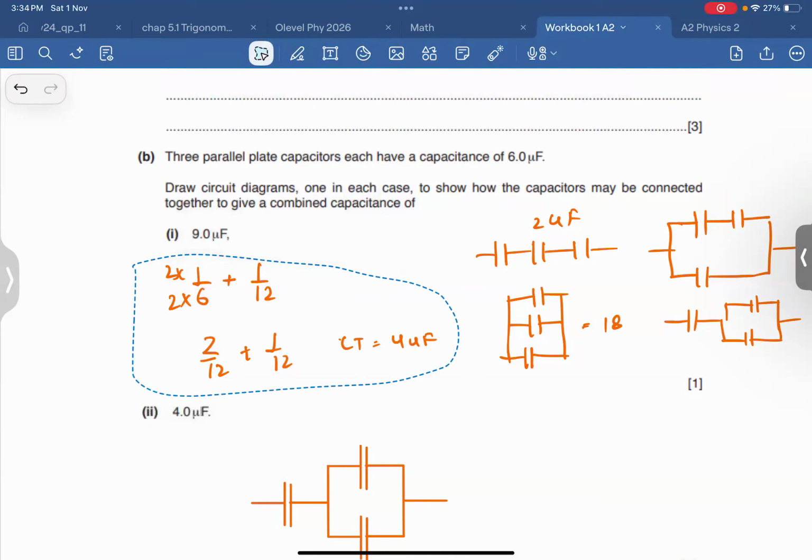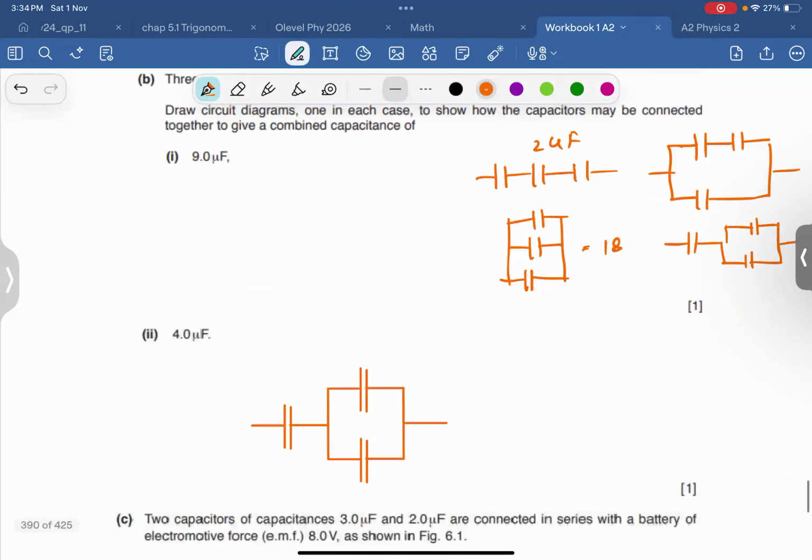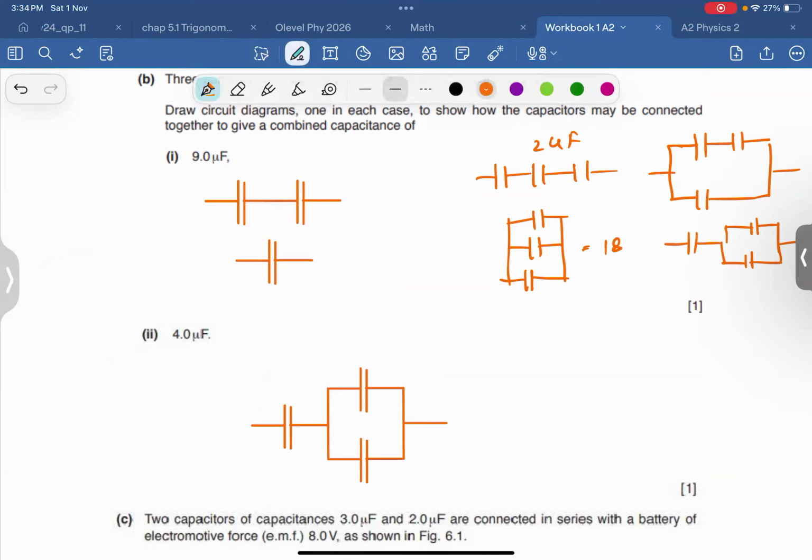Guys, that clear? So I'm getting this one. One in series with the other one, and they both are in parallel. Okay, moving on to the next question. So that is completed.